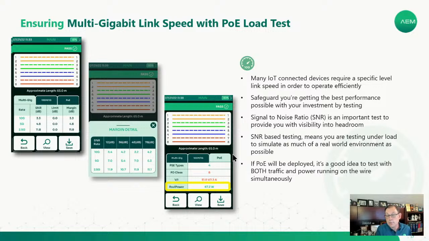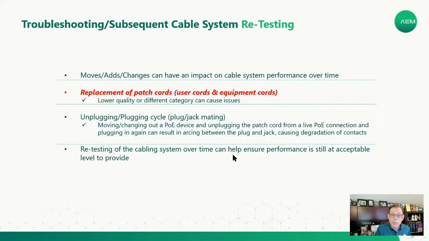You can do this test on every single link if you wanted and provide this documentation to the customer that, yes, everything looks good. We're getting that multi-gig connection to our access points. We've got PoE at adequate power levels, so all that can be documented. Some other things to think about.